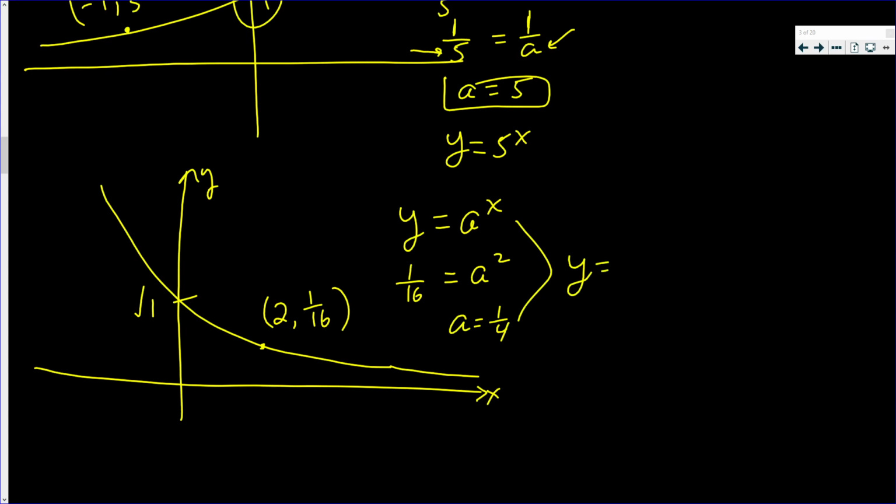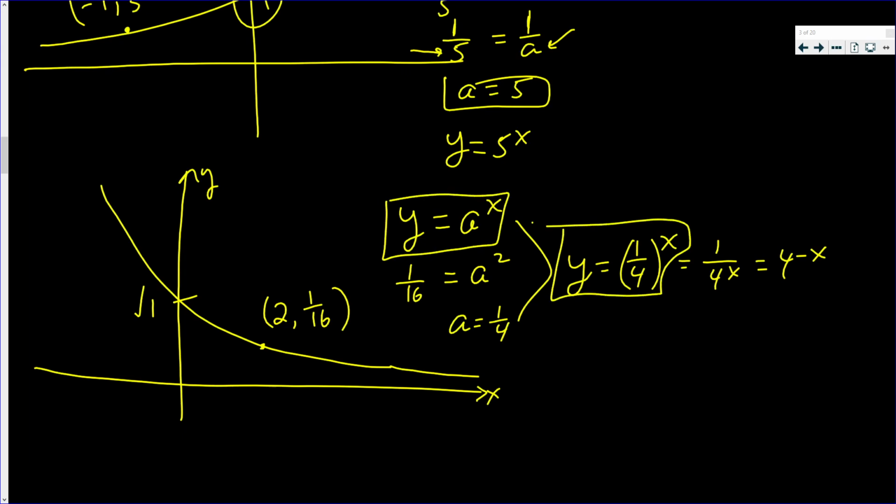So y is 1/4 to the x. You could have written it as 1/4x. You could write it as 4 to the -x. But since we like it in this form, that's probably the best way of writing it.